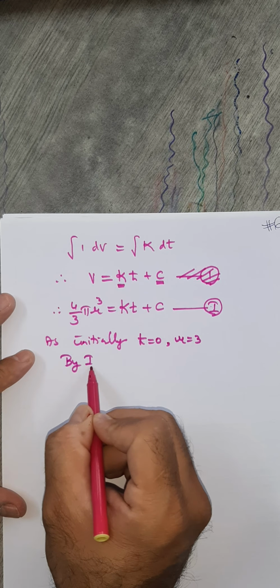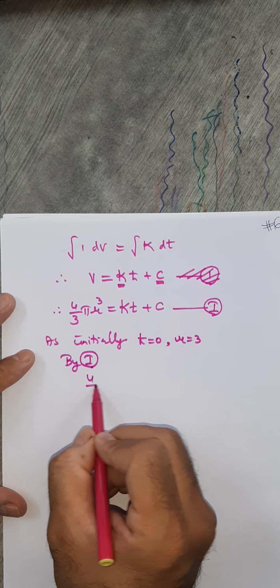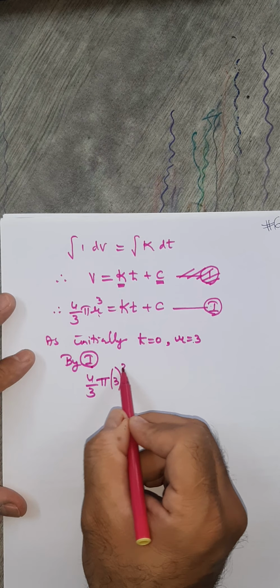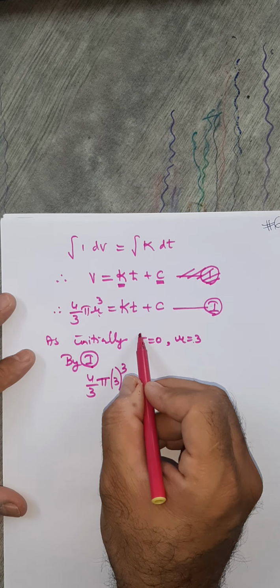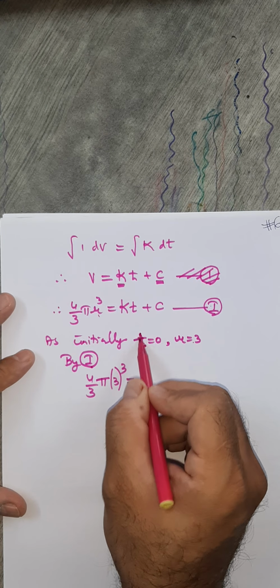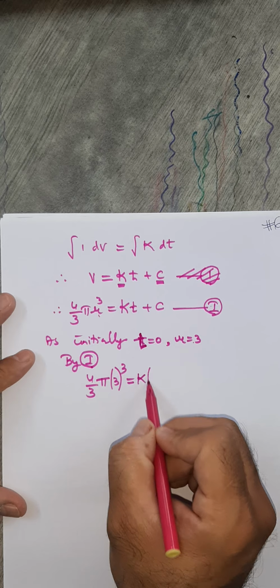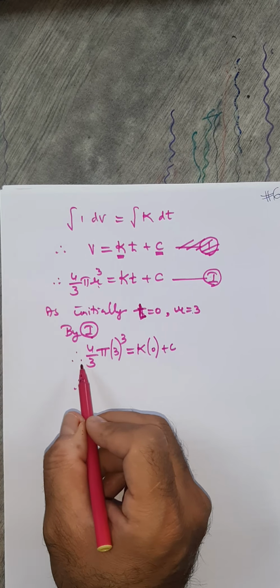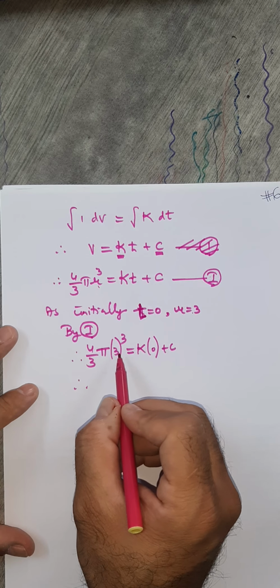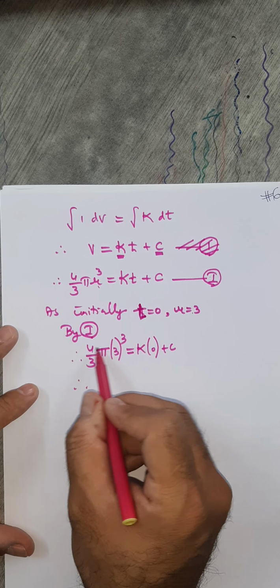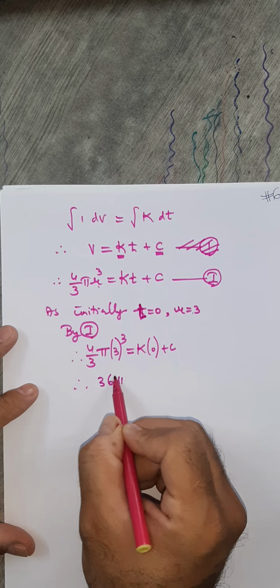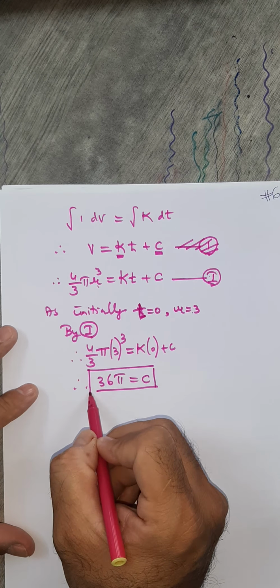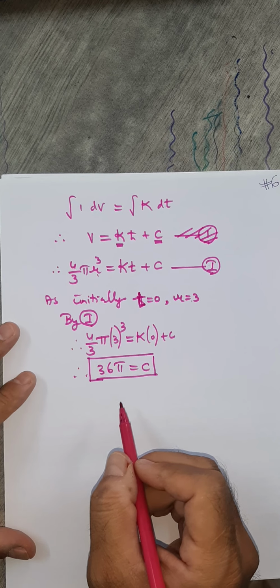So by 1 you'll get 4 by 3 pi, r is 3, so 3 raised to 3, equals, here t equals 0, remember, initially, so k into 0 plus c, right? If you simplify here, you are left with 9, and therefore 36 pi equals c. So you got the value of c now, 36 pi.